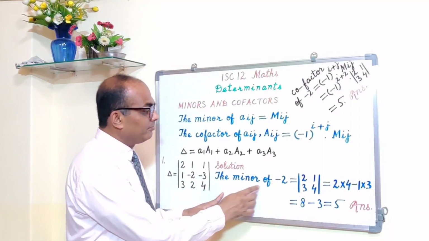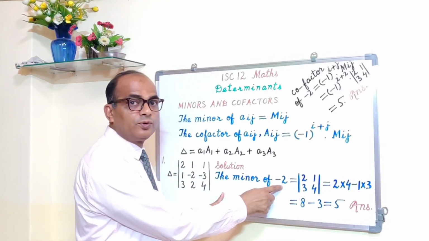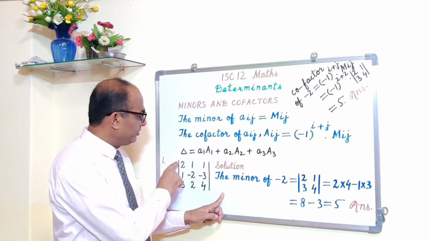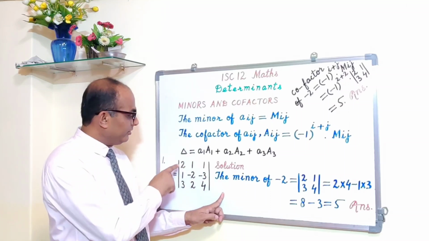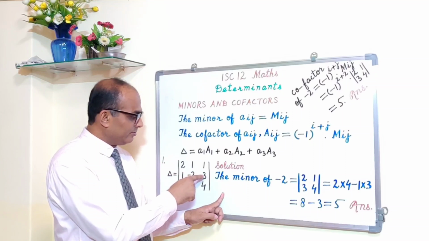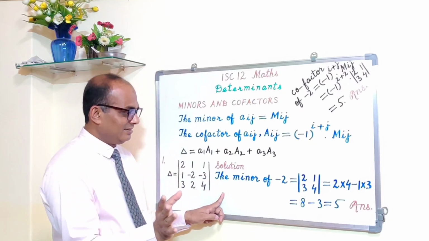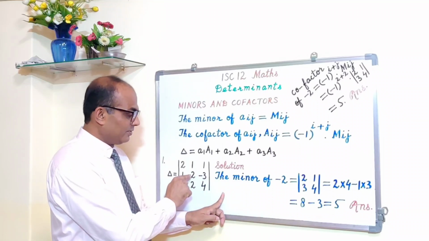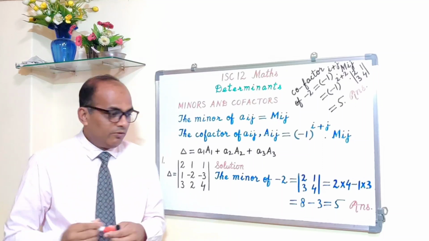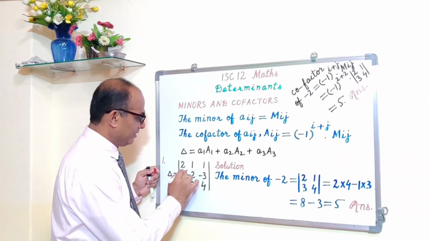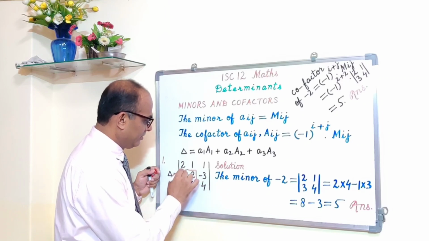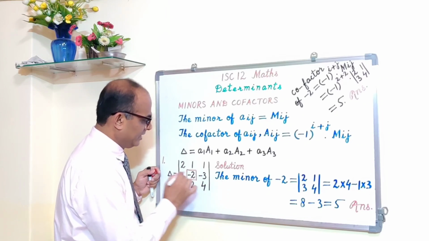Solution. The minor of minus 2. The question says that you find the minor of minus 2. We can find the minor of each and every element: minor of 2, minor of 1, minor of minus 2, minor of minus 3. But the question says find the minor of this minus 2. How to find it? Please listen to me carefully. This is your element minus 2, and we are going to find the minor of this minus 2.